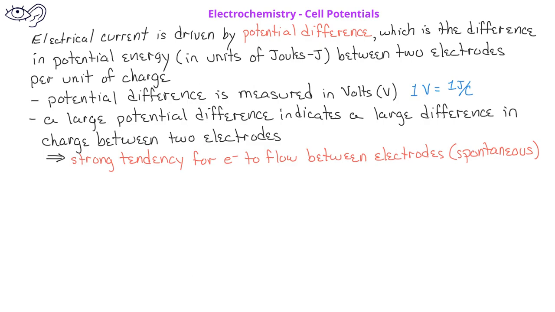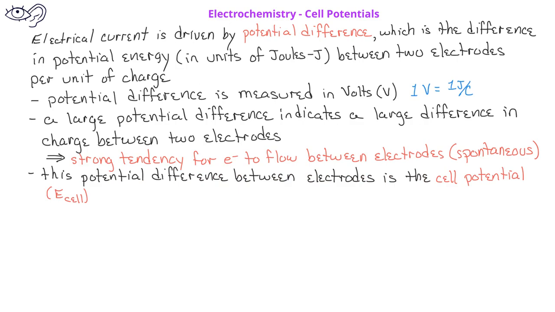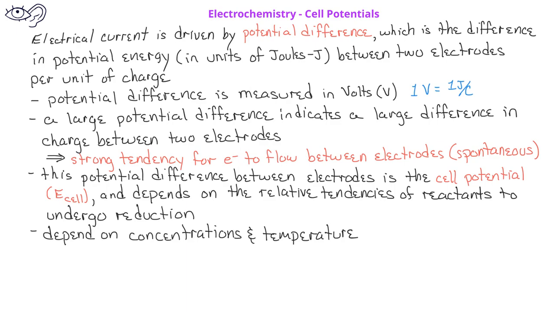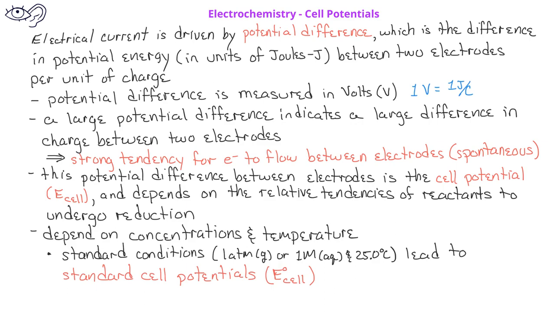For voltaic cells, this potential difference is called the cell potential, represented by E with the subscript cell. It depends on the relative tendencies of the reactants to undergo reduction. Cell potentials also depend on the concentrations and temperature. For standard conditions, which would give us standard cell potentials, all gases must be at 1 atmosphere pressure, and all aqueous components must be at a concentration of 1 molar, and the temperature would be at 25.0 degrees Celsius.